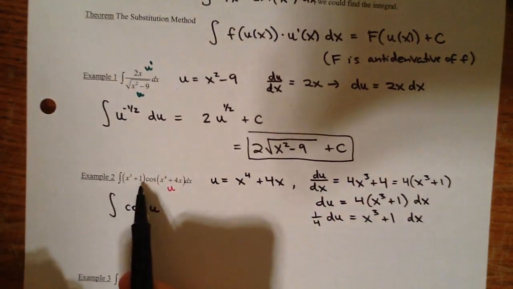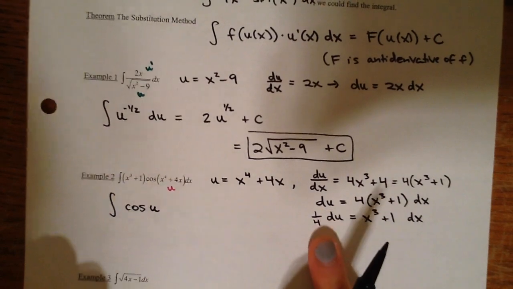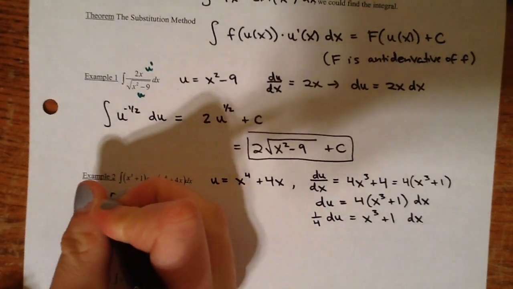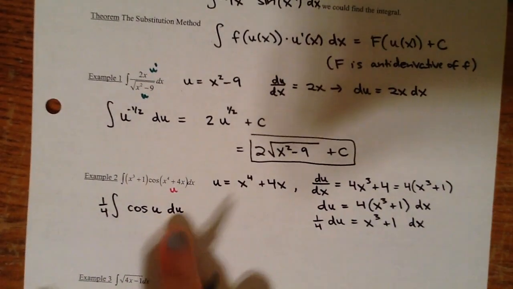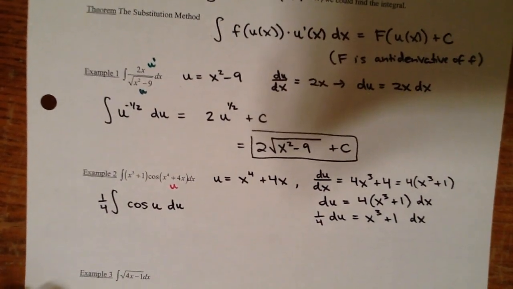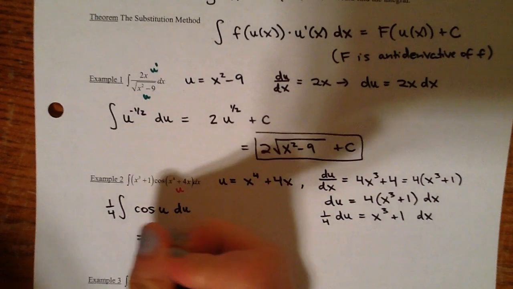And then the x cubed plus 1 dx, this line right here tells me that I can replace it with 1/4 du. Anytime you're dealing with constants, you can just throw them out front. So 1/4 du. So that is my new and simplified version of the integrand, something that I can take the antiderivative of pretty easily.